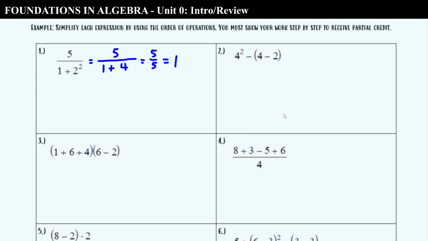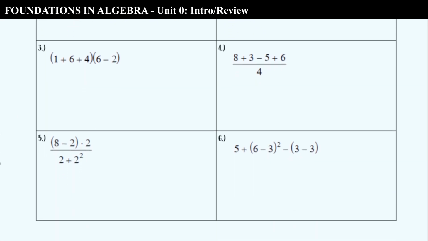For number 2, we're going to start off with our parentheses. So we've got 4 squared minus 4 minus 2, which gives us 2. Then we're going to do our exponent. 4 squared is 16. And then finally we're going to subtract. 16 minus 2 is 14.